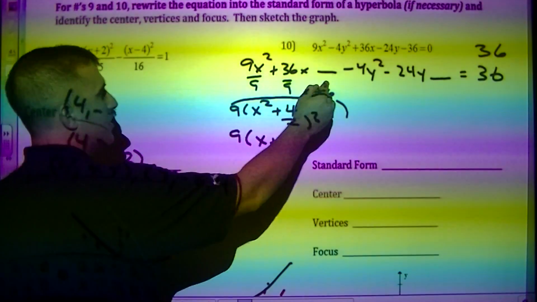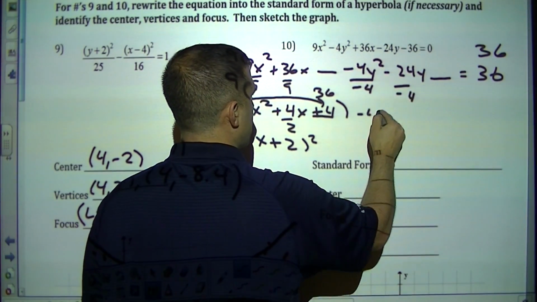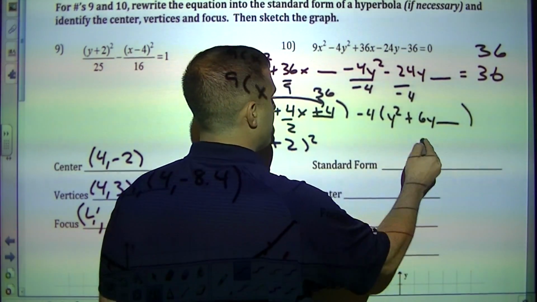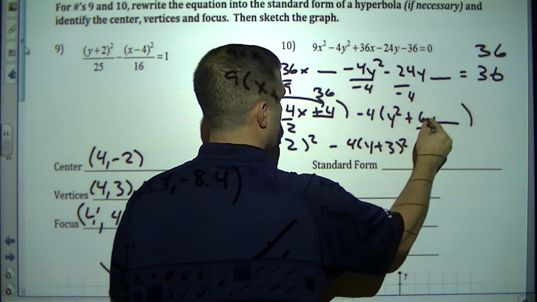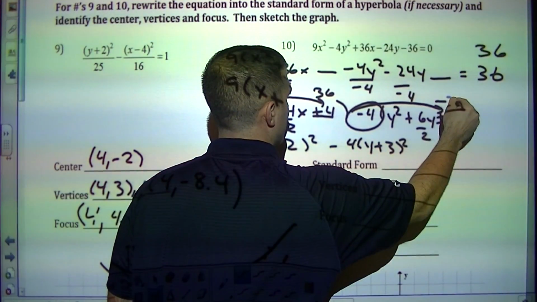Okay? On this one, I've got to divide by -4. You've got to divide by that negative. That's a very common error. That's y², that's 6y. Make sure we understand dividing by negatives. Now I divide that by 2. That's (y + 3)², which will be 9. Now I'm not putting 9 over there. I'm doing -4 times that, which is -36.